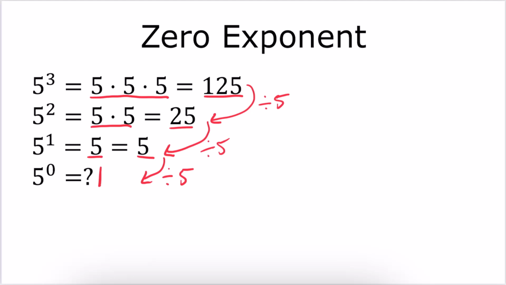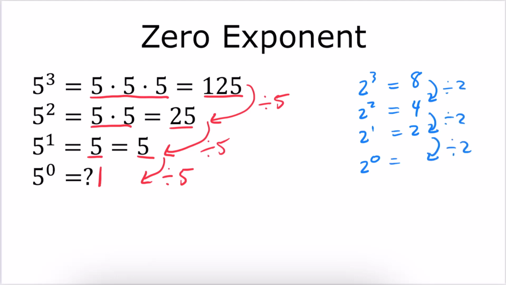And this will be true even if you have another number. Because if you had 2 to the third and 2 squared and 2 to the first, and you were trying to find 2 to the 0, well, 2 to the third is 2 times 2 times 2, which is 8. 2 squared is 2 times 2, which is 4. 2 to the first is 2. And you'll notice that there's a similar pattern where we're consistently dividing by 2. And so regardless of what the number is, if you do any number to the 0 power, you get the number 1. And that's the way that a 0 exponent is defined.